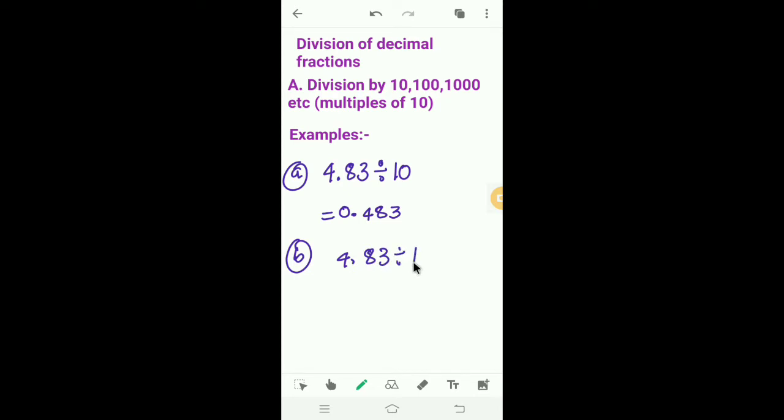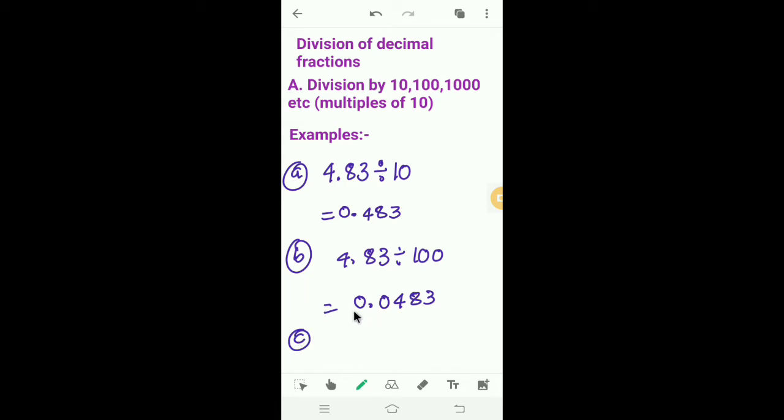4.83 divided by 100. Here divisor is 100. In divisor how many zeros are there? 2 zeros. So we have to move the decimal point in the dividend 2 places to the left. So the answer is 0.0483.